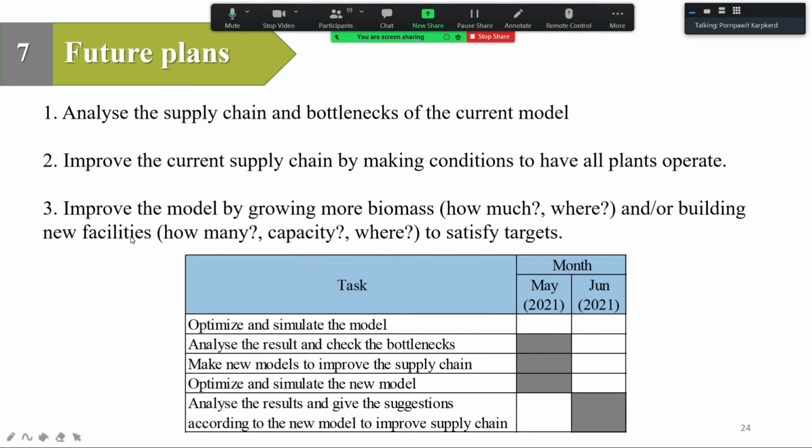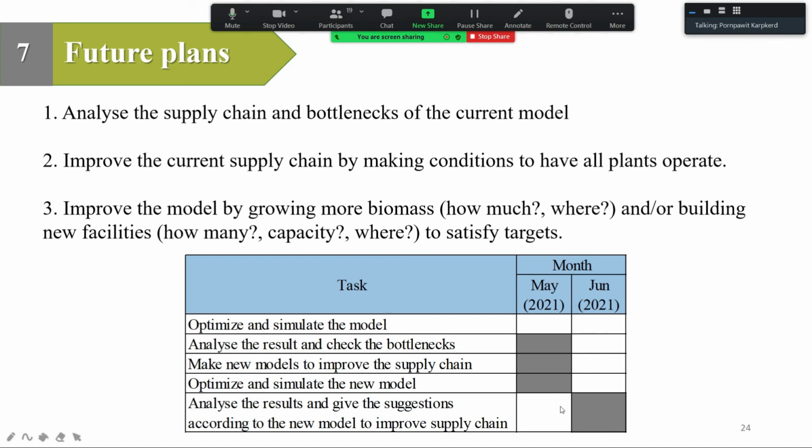We know that we don't have enough biomass, but maybe enough power plants. So the question is, we have to grow more biomass, but how much and where? Or in case the current power plants couldn't satisfy the target as well, that means we also have to build new facilities. But I have to analyze my current result first because I am still in progress. In case we have to build more power plants, the question is how many, how much capacity, and where to build them to satisfy the target.